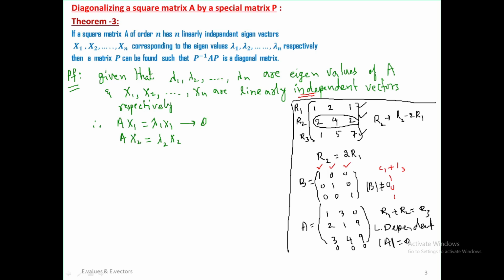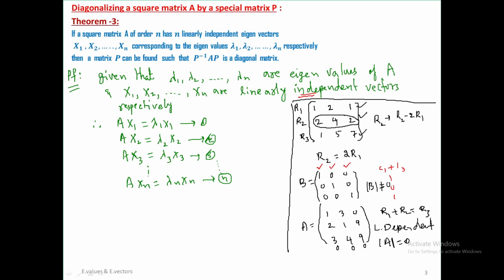A x2 is equal to lambda 2 x2. Similarly, A x3 is equal to lambda 3 x3. Assume this is equation number 1, this is the second equation, this is the third equation, and so on. So clearly I can write A xn is equal to lambda n xn. This is the nth equation.